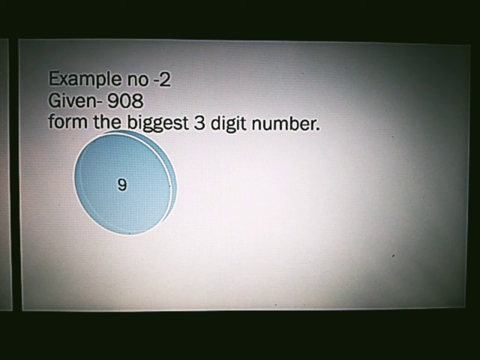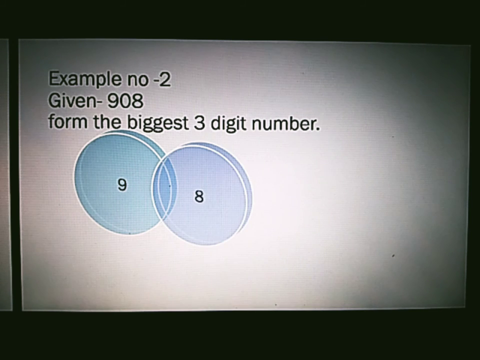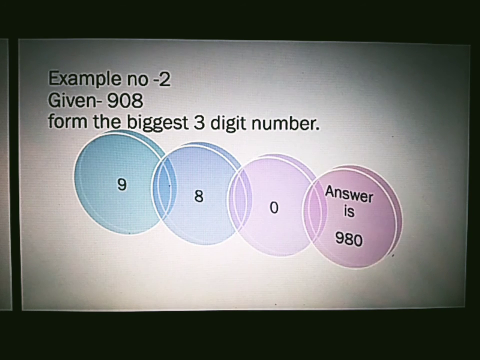Now we have 0 and 8. 0 is the smallest number, but we want the biggest one. Here the biggest one is 8, so we will write 8. And now we will write the remaining number, that is 0. So our final answer is 980.